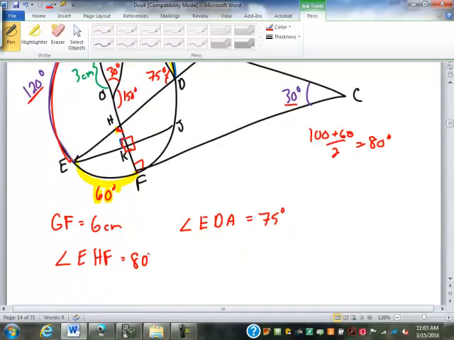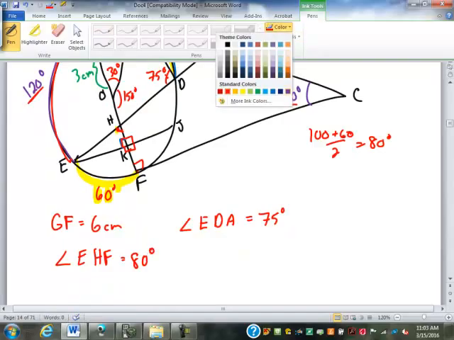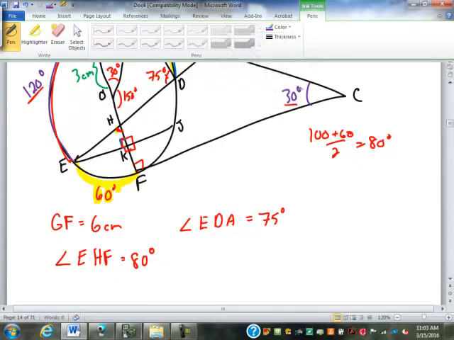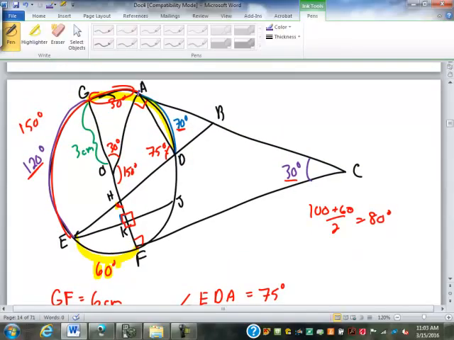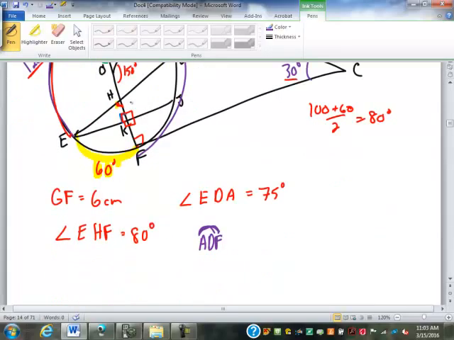What's the next thing we're asked for? Circumference of the circle. I'm assuming you can find that is just 6 times pi. It's like 18.85 or something like that. The arc of ADF. Yes, so arc ADF. This is from here, ADF. Well, that's a diameter. That's 180 minus the 30, so that's going to be a 150 degree arc.